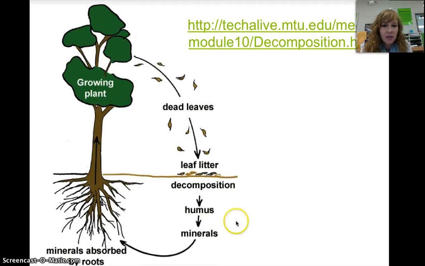So this just shows you that process. We have a tree here with roots. The roots need the minerals in the soil, so they absorb it, but then it's kind of a cycle in itself. The leaves fall off, and we call that leaf litter, because it's where the tree litters on the forest, so it's leaf litter. And then that's organic material, and that starts decomposing with the help of the bacteria. That becomes the humus, and that makes for more minerals and more nutrients for the tree. So the tree makes kind of its own nutrients.